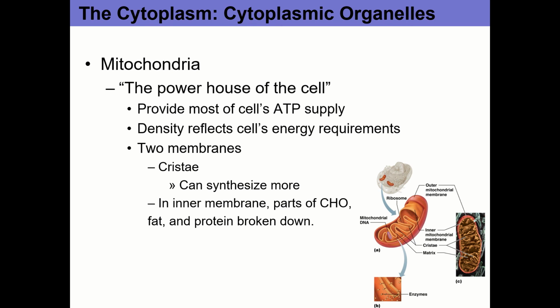And the mitochondria that they have are also larger. By having more and larger mitochondria, they're going to be better able to produce more ATP and to do that more quickly.